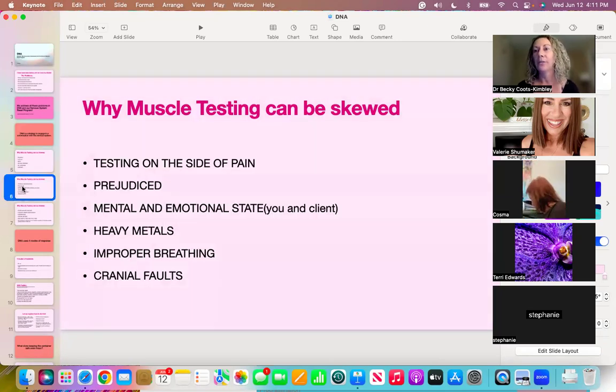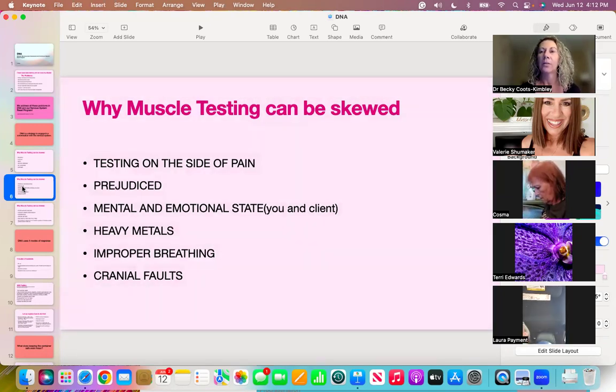We also have, you could be muscle testing on the side of pain. So maybe someone has a right shoulder injury that you don't know about, but you're using that arm to muscle test them. In DNA, we usually don't do that. We will find an indicator that is not injured. So that could skew your results as well.